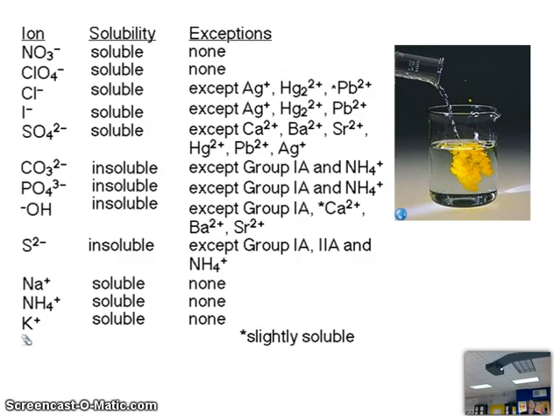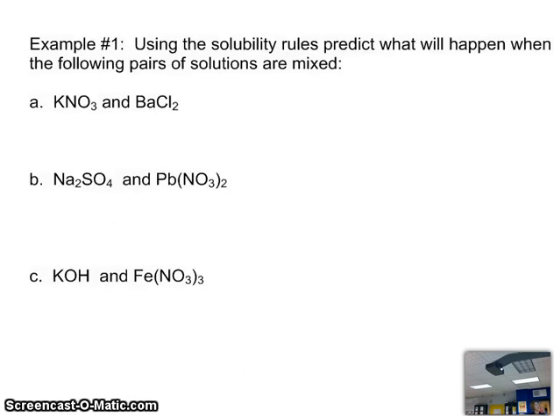So here's some of the solubility rules, and they are found in this reading. You'll note that all nitrates are soluble, there's no exceptions. All perchlorates are soluble, there's no exceptions. Chlorides are generally soluble, except silver, mercury, and lead, etc. So that's how we interpret this chart.